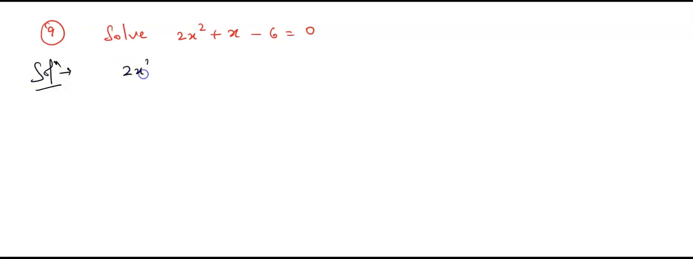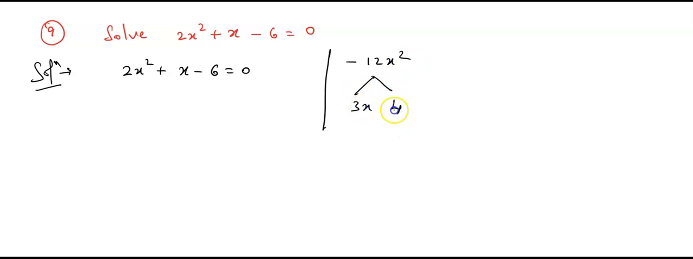That is 2x² + x − 6 = 0. First term and last term you multiply: plus into minus is minus, 2 × 6 is 12x². Which are the factors? 3 × 4 is 12x. The middle term is plus, so plus into minus is minus, 4 − 3 is 1. Then 2x² + 4x − 3x − 6 = 0.